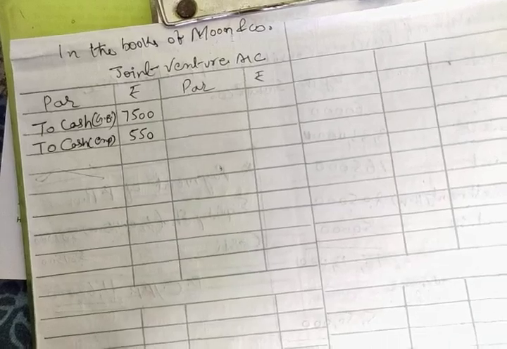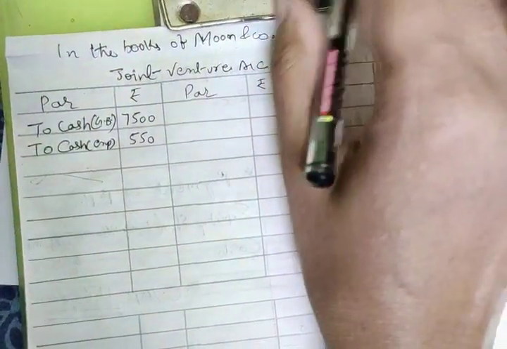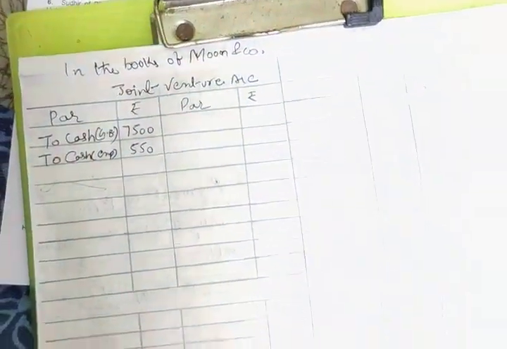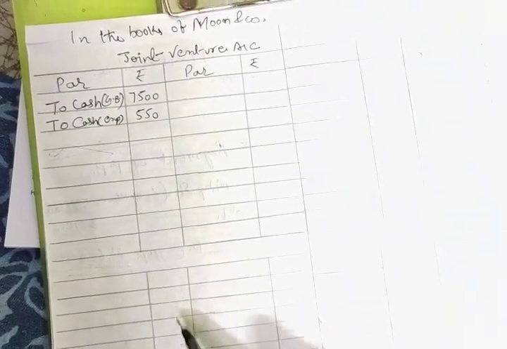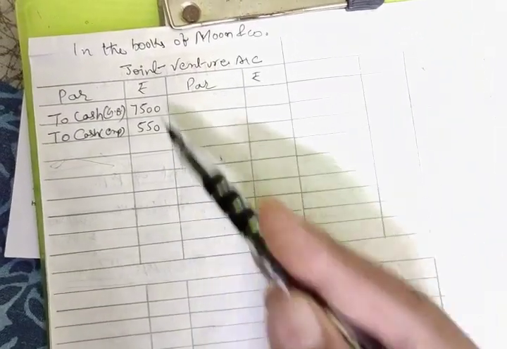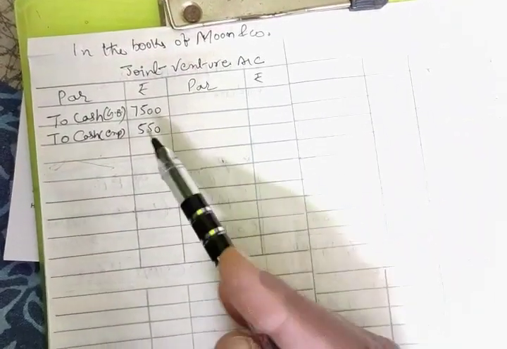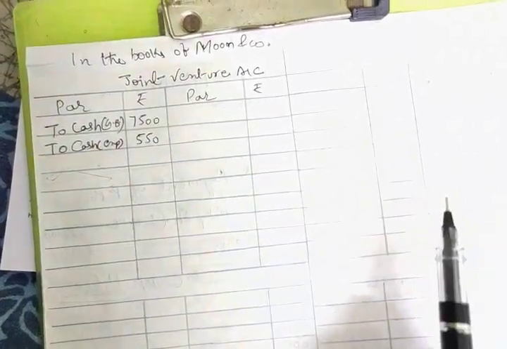Okay, so they have drawn on Star and Company, so that we will maintain when we do the entry, when we open the Star and Company account in the books of Moon. Okay, that will not come in your joint venture account.